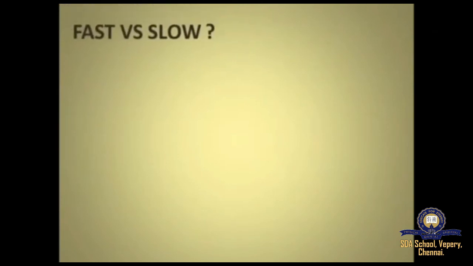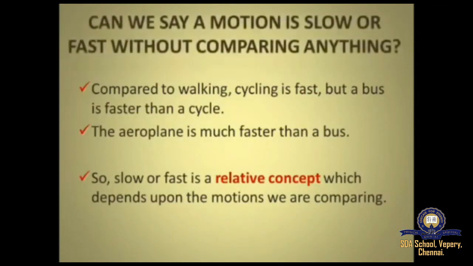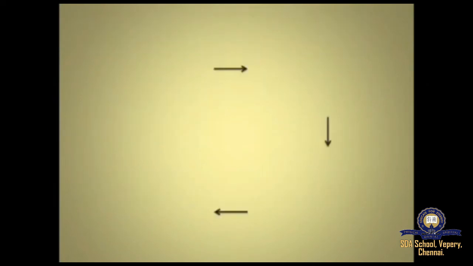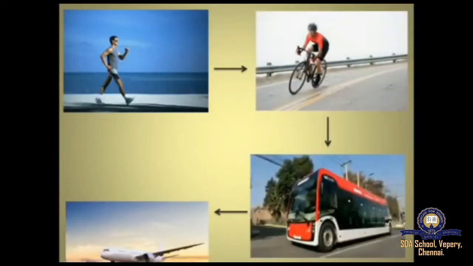Next we moved on to the fast versus slow. So the motion can be fast or slow. And next we looked into the motion is slow or fast without comparing anything. That is, compared to walking, cycling is fast, but a bus is faster than a cycle, and an aeroplane is much faster than a bus. So slow or fast is a relative concept, okay? That is, it depends upon motions we are comparing. And we saw these images.